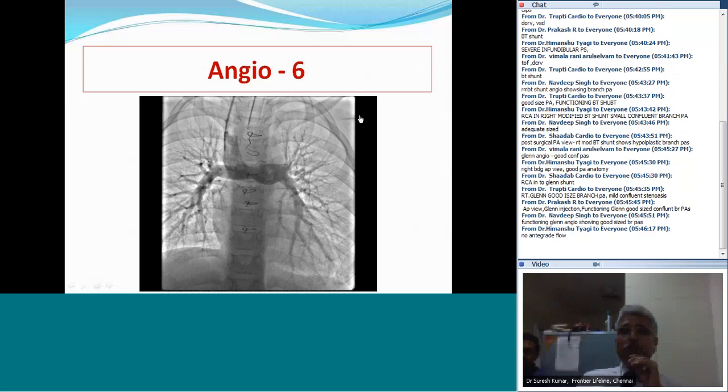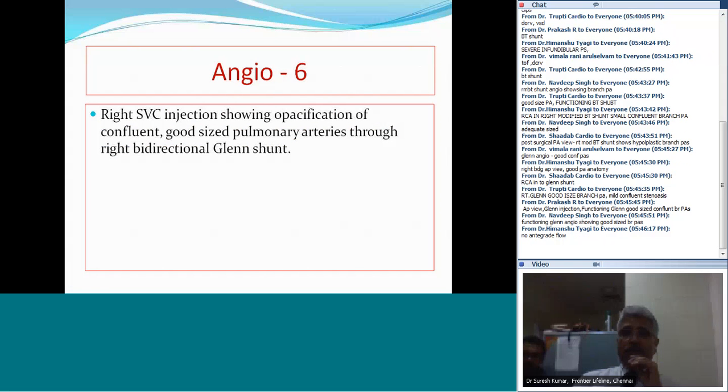ANGIO 7. This is a cath lab picture. Just a cath lab picture, so you can come up with the diagnosis right away. You are not going to see an actual angiogram. This is just a cath lab picture.